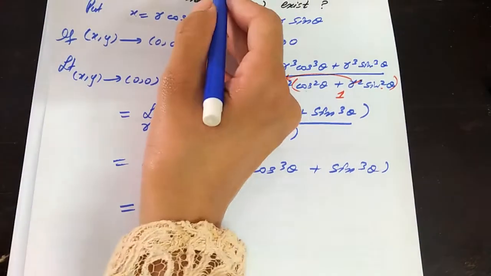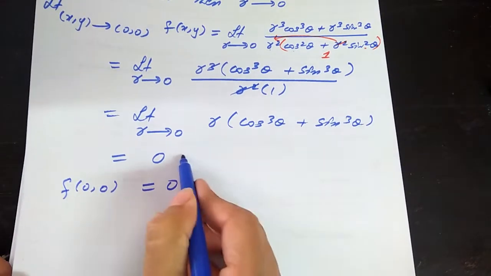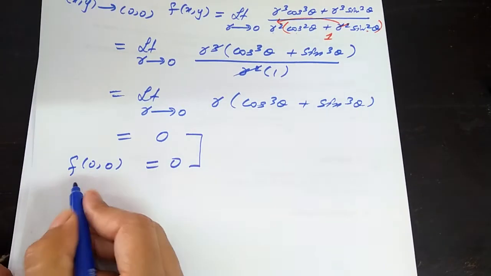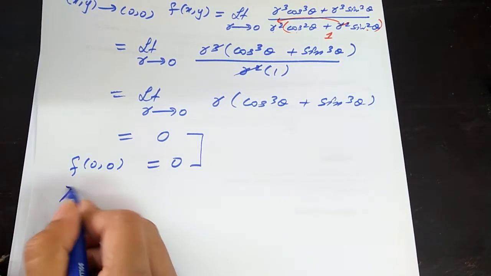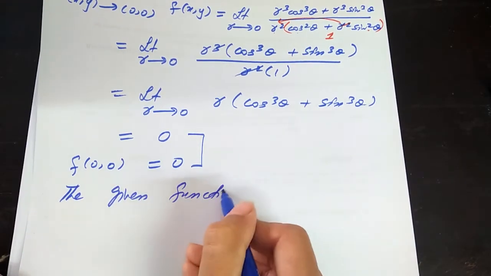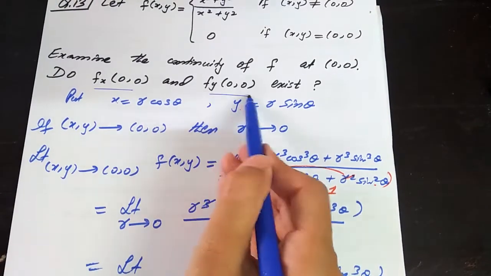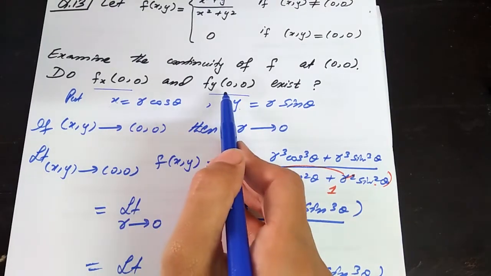Now what is our direct value for the limit of the function? My f of 0, 0 is also equal to 0. Since both of them are equal, it means the given function is continuous. Now we have to find our partial derivatives with respect to x and with respect to y.